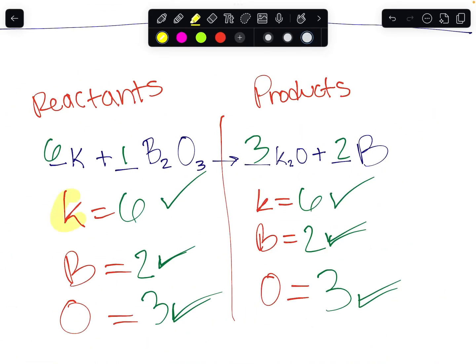We have 6 K's on our reactants and 6 K's on our products. We have 2 B's on our reactants and 2 B's on our products. And we have 3 O's on our reactants and 3 O's on our products. That's how we know this equation is balanced.